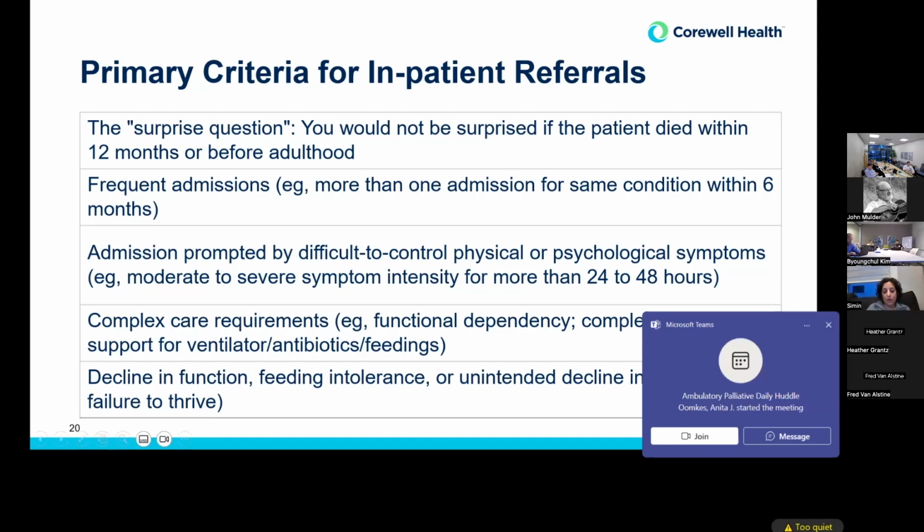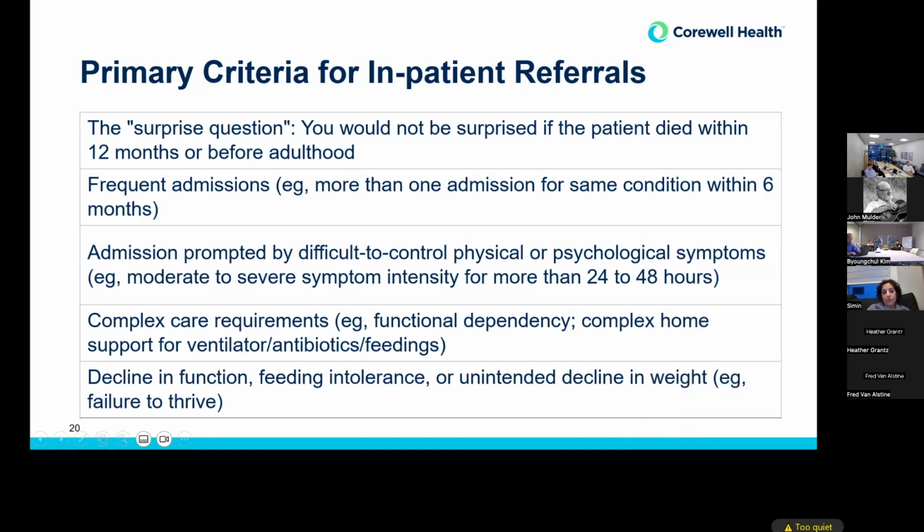But the surprise question is actually a really great question. Asking the cardiology team, would you be surprised if this patient died in the next 12 months or before adulthood? If the answer to that is no, that's a great reason to get palliative care involved.